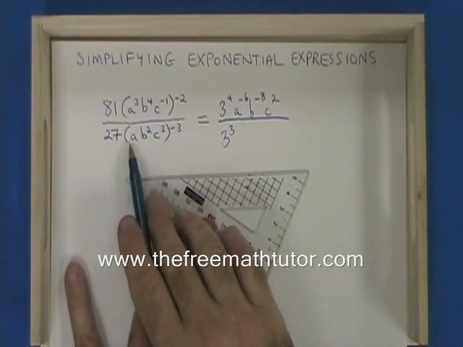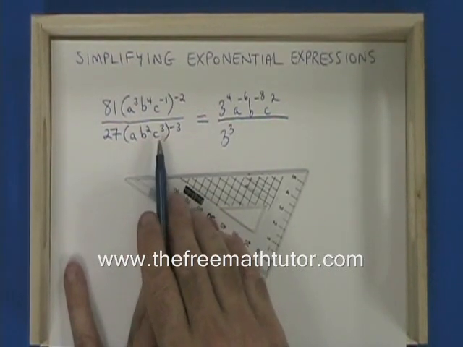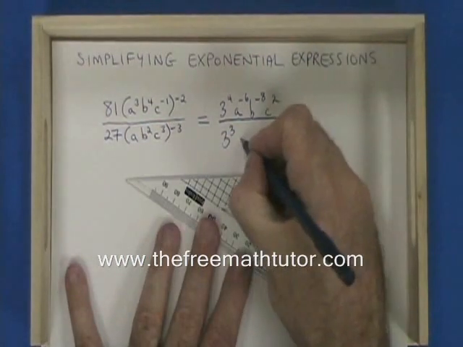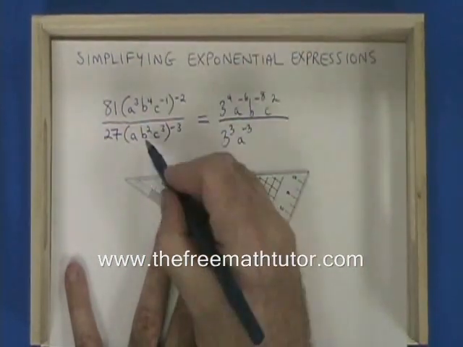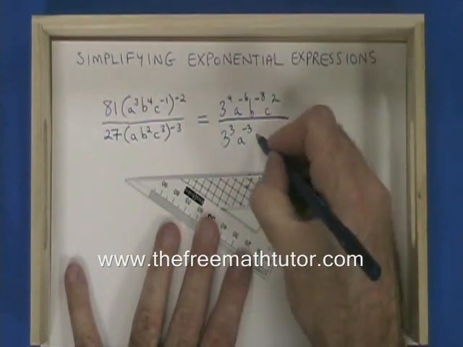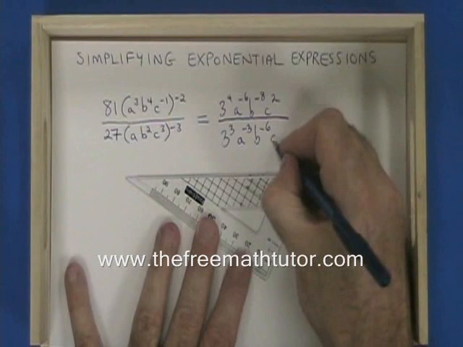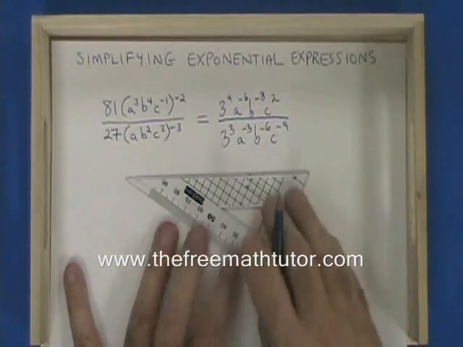This negative 3 will now be computed across the contents of the bracket. A to the 1 to the power of negative 3 is a to the negative 3. B to the 2 to the negative 3 is b to the negative 6. C to the 3 to the negative 3 is c to the negative 9.